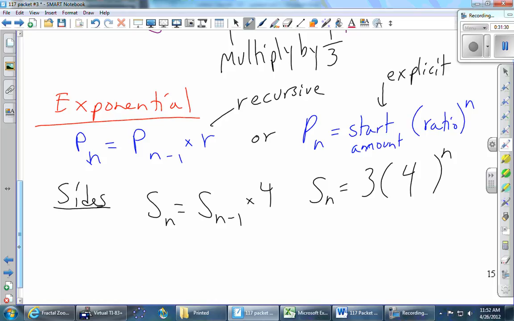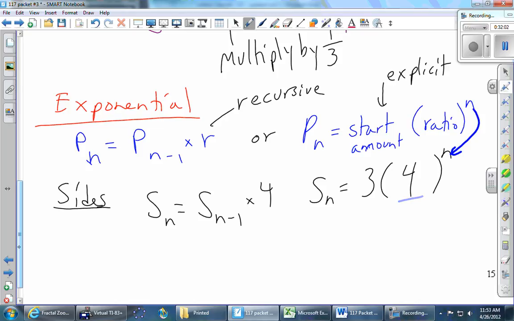Yeah. So the idea here is that we're going to go with this version, the explicit version of the formula. It says you take your starting amount. What was the starting number of sides? It was 3. In the parentheses, you put the ratio. That is the number that you multiply by every time. In that first column, what did we always multiply by? It was 4. Every time in the first column we multiplied by 4, that's the 4. And n just gets copied.